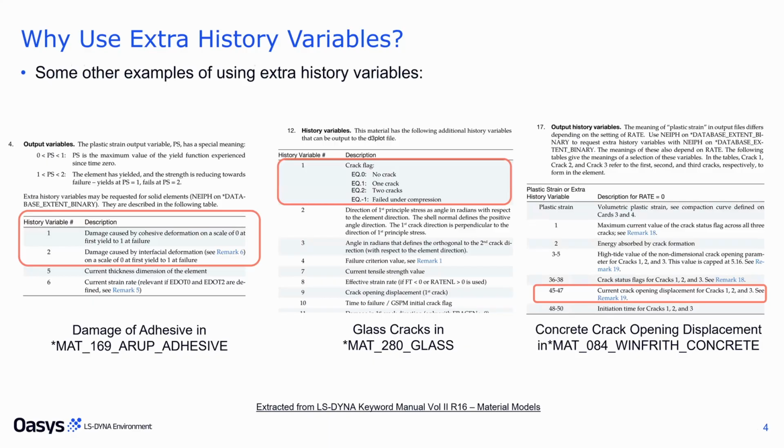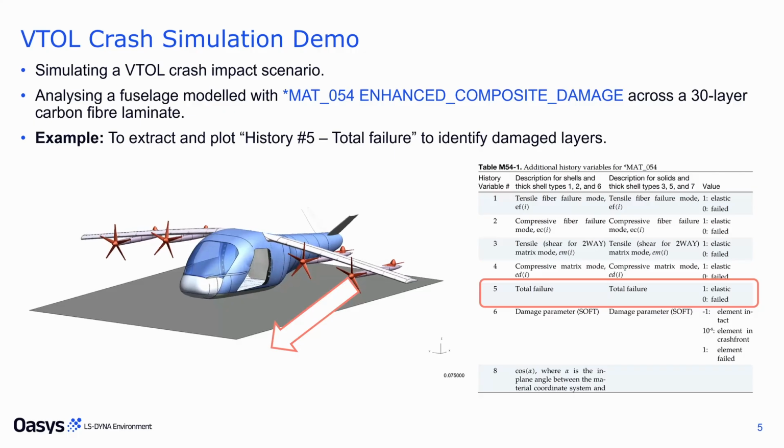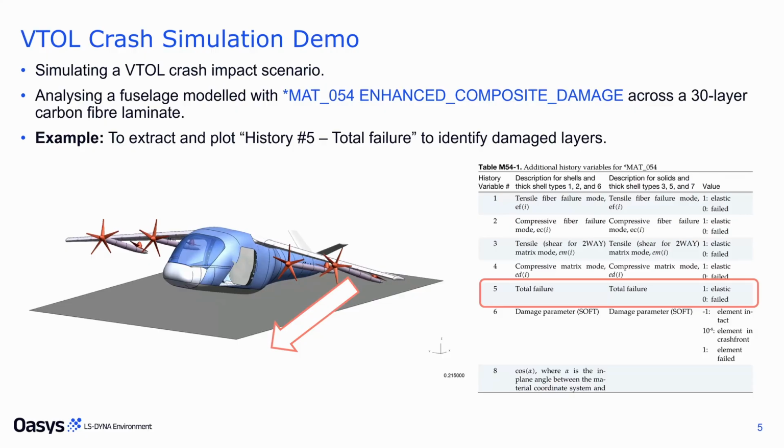To demonstrate this, we're using the VTOL aircraft model in here. The fuselage is a high-performance 30-layer carbon fiber laminate, all modeled with MAT54. In this simulation, the aircraft is crashing into the ground at high velocity. We want to identify exactly which layers in our 30-part layout are failing upon impact. To do this, we need to know the output slot for our variable. For MAT54, total failure is located in output slot 5. So now, let's jump into Oasys Primer to set up the output request.